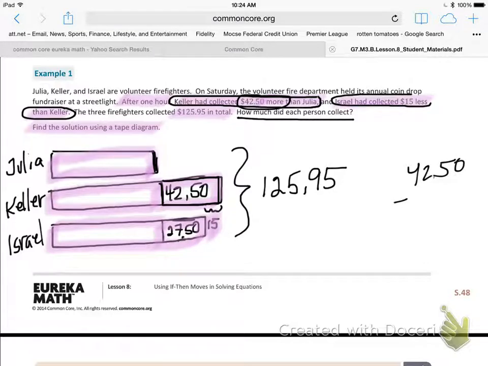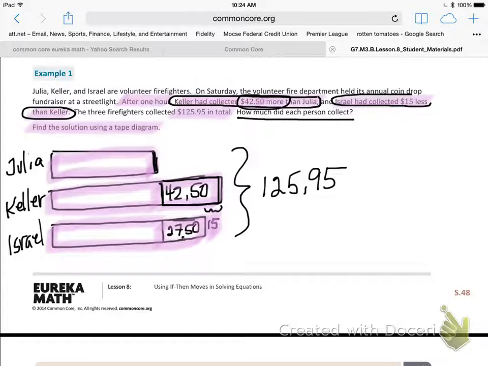Take away 15 leaves us with $27.50. Okay, that's where I got that number, $27.50, from. All right, so now we're all set up here, and we can go ahead and solve this. And I won't use algebra, but let's just go ahead and put some things together.